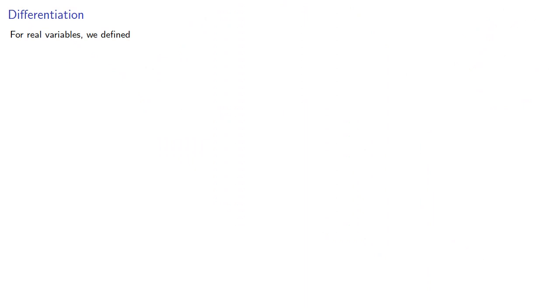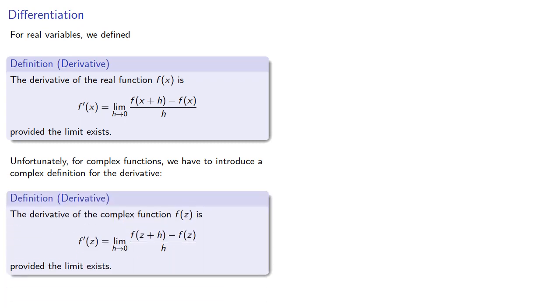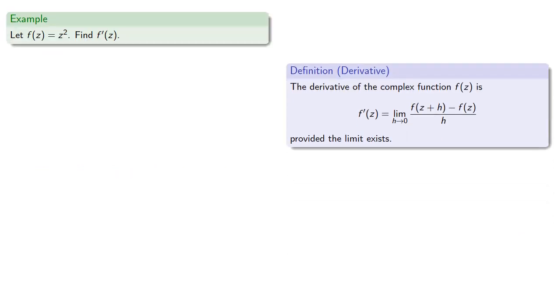For real variables, we define the derivative as. Unfortunately, for complex functions, we have to introduce a complex definition for the derivative, which will be where the complex part is here. For example, let f of z equal z squared.